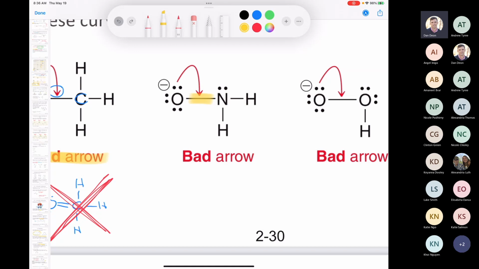But if we take a pair of electrons from the oxygen and we make a new bond here, then the nitrogen would be surrounded by 10 electrons. That's impossible. It cannot happen.